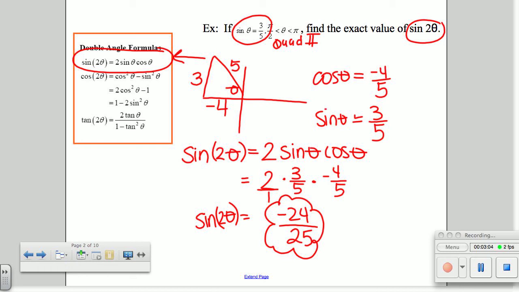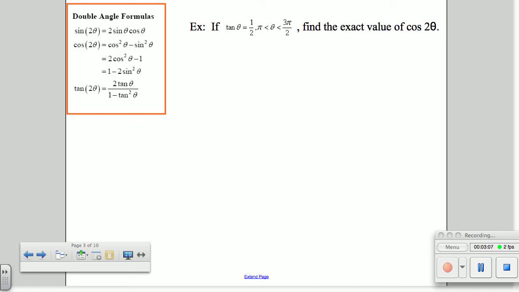Let's go ahead and try another one. We have tangent of theta equals 1/2, and I want to find the exact value of the cosine of 2 theta. Now, we're given that theta is between pi and 3 pi over 2, so that's going to be in quadrant 3. If I'm finding the value of cosine, I have some options here. I can use the first formula where I use sine and cosine, the second one where I use just cosine, or the third one where I use only sine.